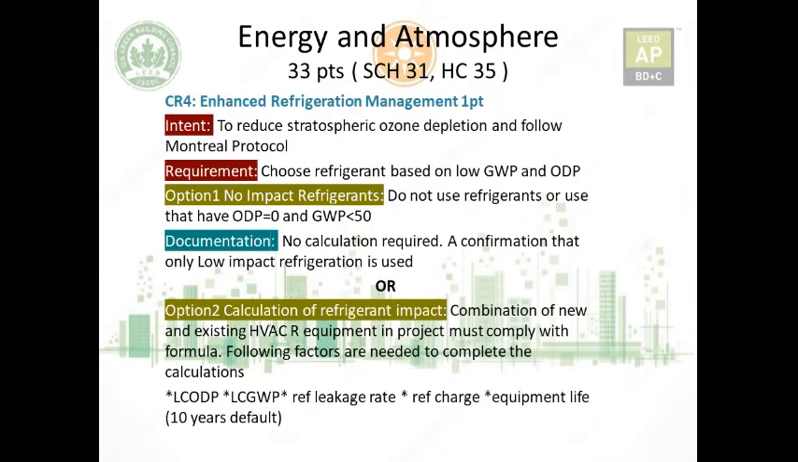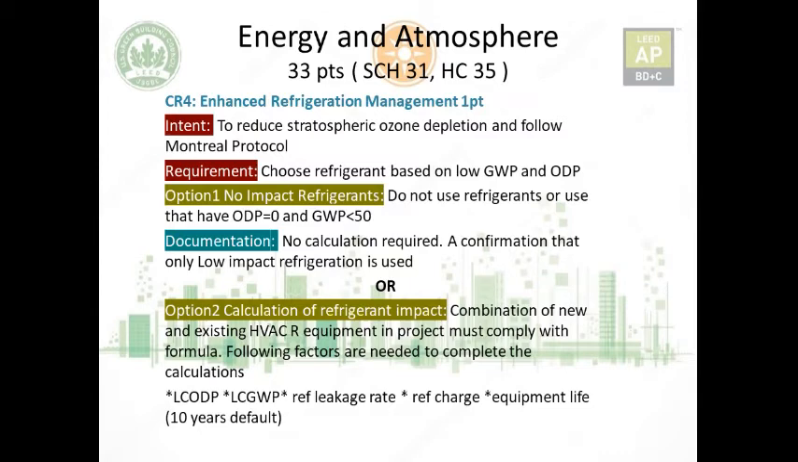CR4, enhanced refrigeration management, prescriptive credit to PR3 we have just seen. Intent: similar requirement is to choose refrigerant based on low GWP and ODP. We know GWP is the ratio of global warming for any substance compared to carbon dioxide, provided they are of the same mass, and for ODP the standardized gas is CFC 11.